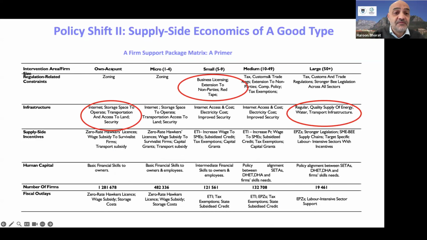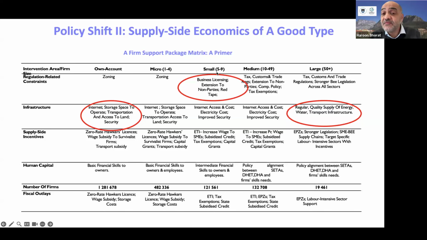So firms can be thought of across a continuum from own account firms right through to large firms. So own account firms are those that are one person selling millies on the side of the road, right through to large firms that are over 50 employees, right? So this would be the one person selling you millies on the side of the road. This would be a micro firm. Maybe there's a spaza shop.